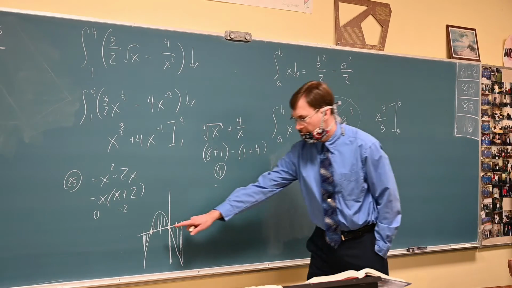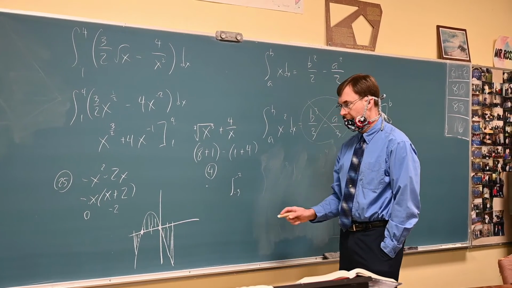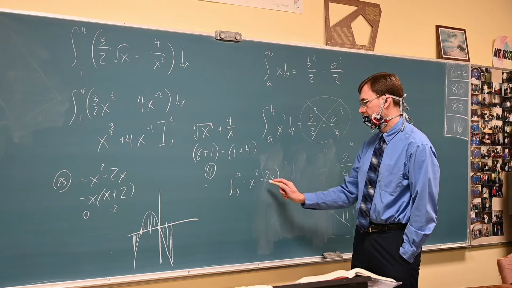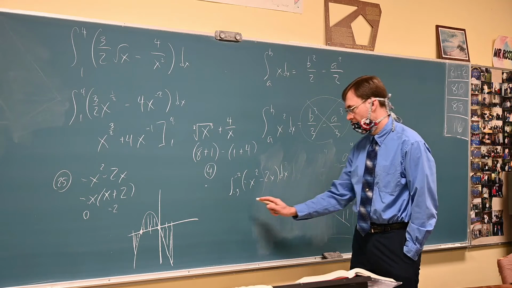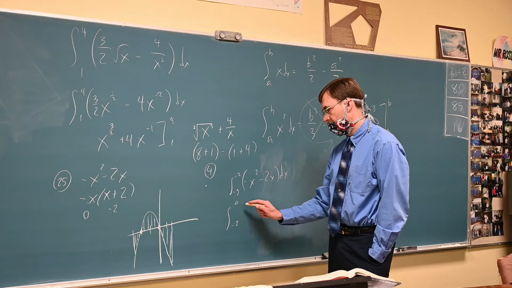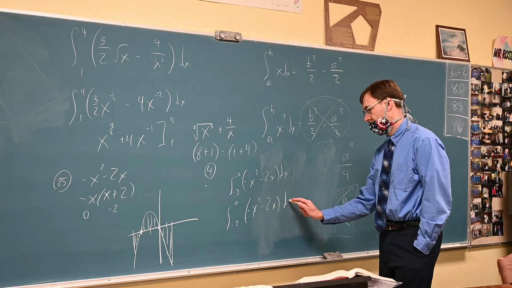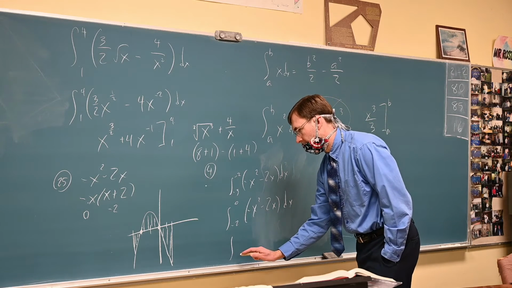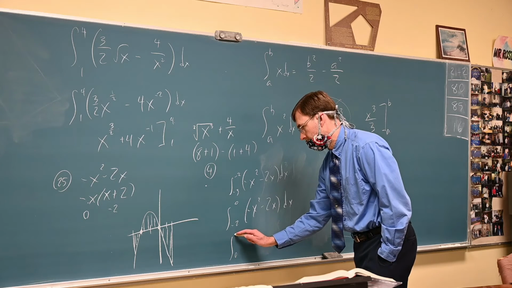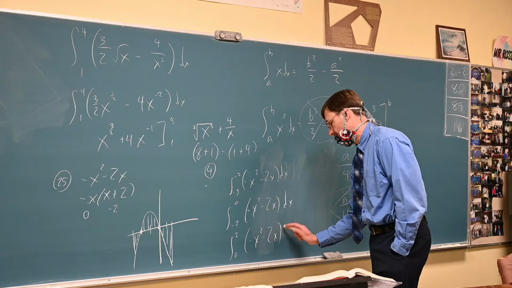If I want this first underground piece, I'd go integral from negative 3 to negative 2 of this stuff. The middle piece, I would do integral from negative 2 to 0 of that stuff. The last piece, I'd go from 0 to 2 of that stuff.